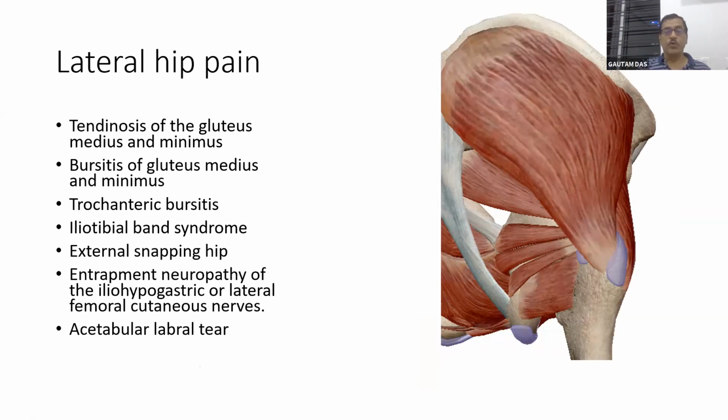Apart from that, trochanteric bursitis, the bursa under the gluteus medius. Iliotibial band syndrome causes lateral thigh pain, but it can also cause lateral hip pain as well. And some of the entrapment neuropathies are causes of lateral hip pain.